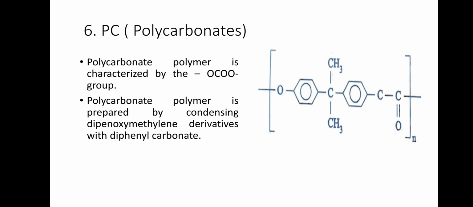The next polymer is polycarbonates. Polycarbonate is characterized by the OCOO group. See the microstructure of polycarbonate: O, benzene ring, C, CH3, CH3, benzene ring, O, C double bond O. It's a carbonate monomer, and n times of this carbonate will give polycarbonate.